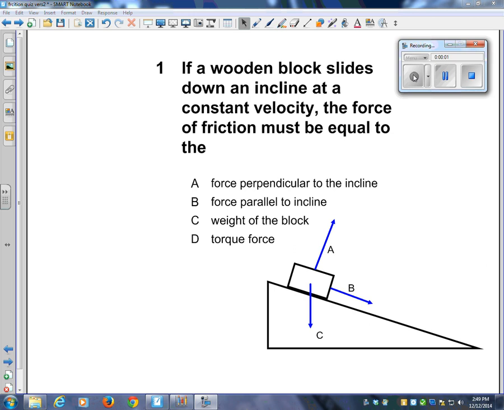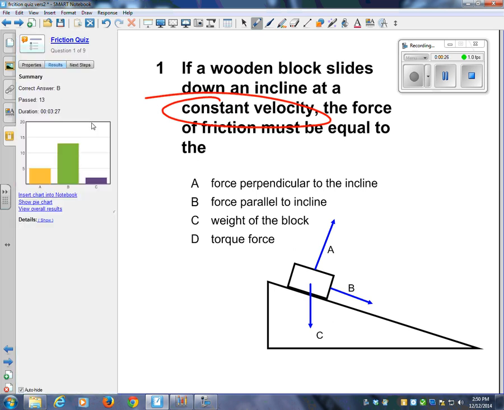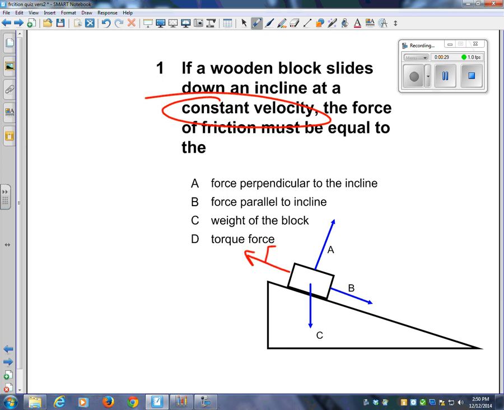Okay, let's do some review here. If a wooden block slides down an incline at a constant velocity, so the key word here is constant velocity, which means forces are balanced. The force of friction must be equal to the force perpendicular to the incline. No. Force parallel to the incline. Yes. B, right? Which way is friction going to be? Right there. That one there and that one there would have to be equal to each other, right? And that way the net force down the incline would be 0, correct?